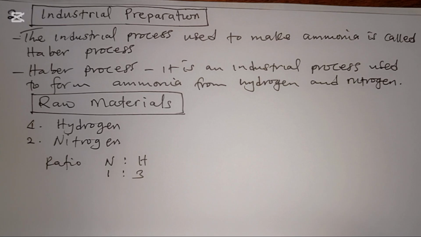So how is nitrogen obtained? It is obtained from air by fractional distillation or by reacting oxygen from air with the natural gas. So this process helps to remove oxygen, which has 21% composition in air, whereby nitrogen will remain with other small amounts of gases.